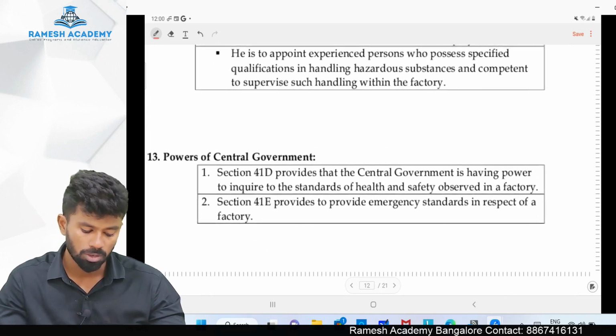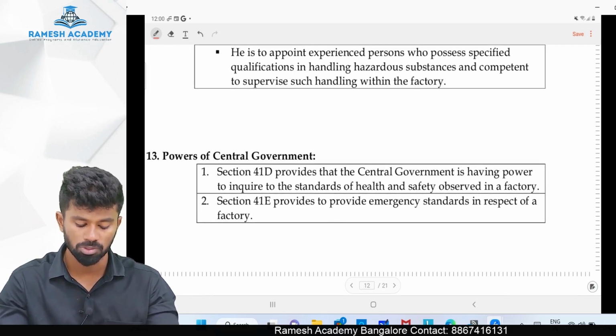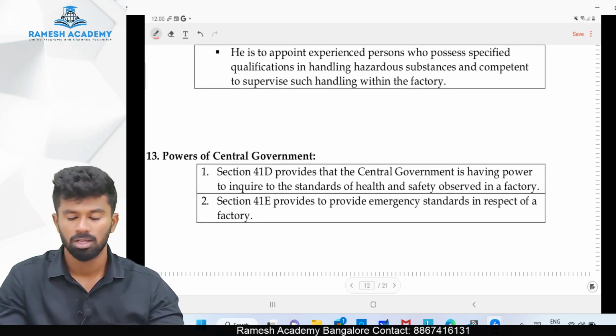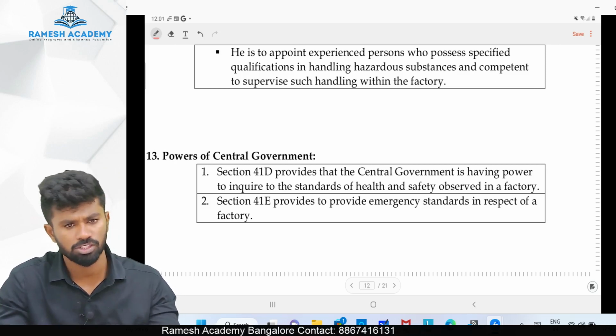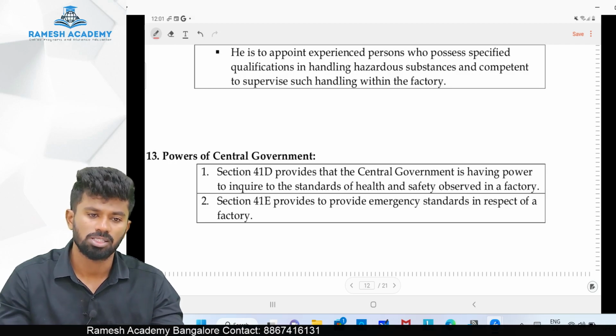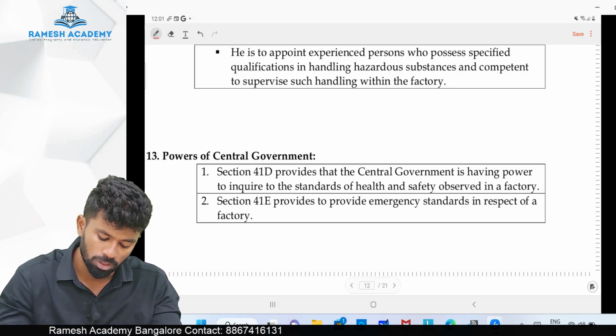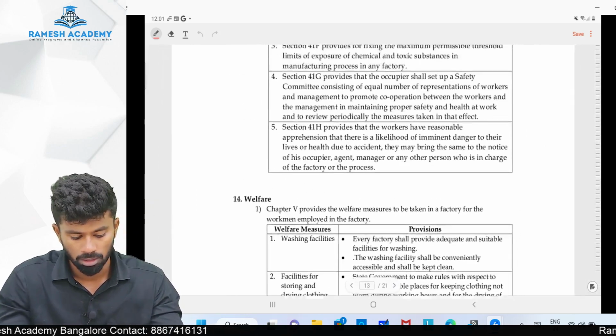Powers of central government, section number 41D provides that central government is having power to inquire into the standards of health and safety observed by factories. So central government has the power to carry out the investigation. 41E provides emergency standards in respect of what? In respect of a factory. What are the emergency standards to be maintained by the factory?